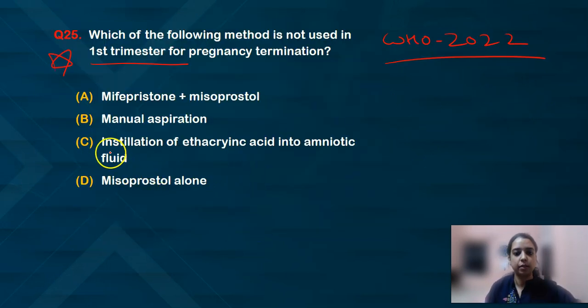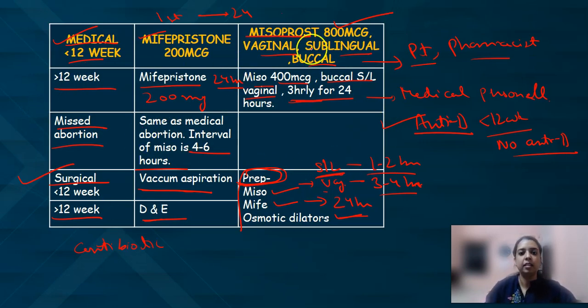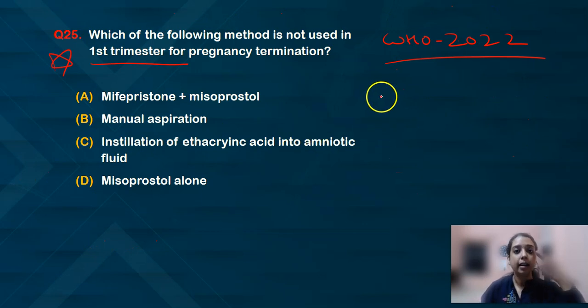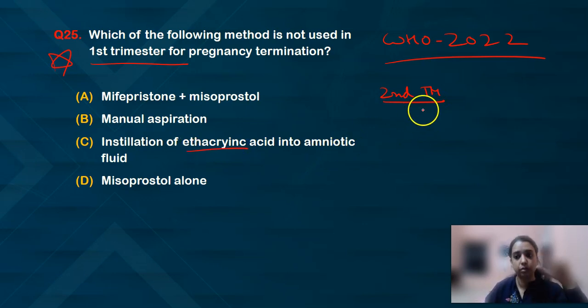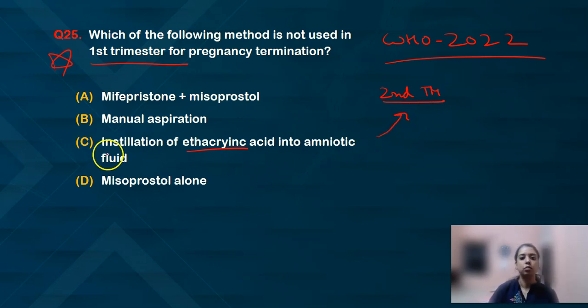Now the option asks one more thing, instillation of ethacrynic acid. These things were not even mentioned in the WHO guidelines. But last year, a question on the CAC guideline, the comprehensive abortion care guideline, was asked. So CAC does mention these substances. It says that in the second trimester, other substances like ethacrynic acid, hypertonic saline and oxytocin can be used, but they are not safe. This was mentioned in the CAC guideline. So ethacrynic acid is actually a method in the second trimester, not the first. So this is our answer.